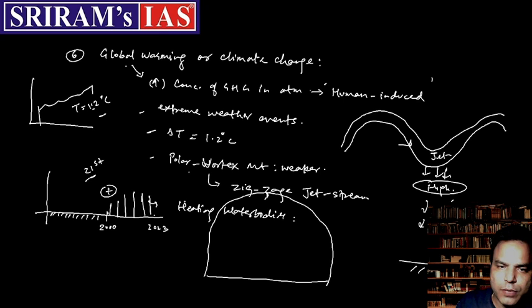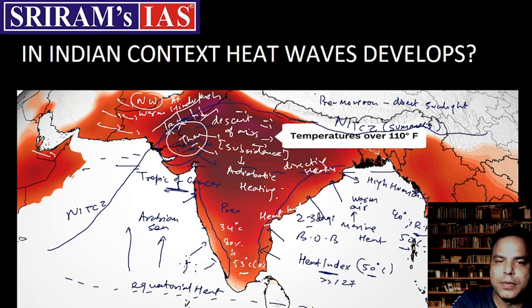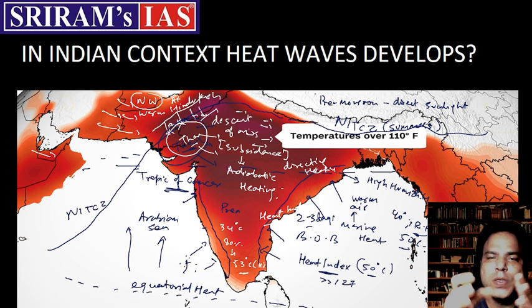Now, a weaker polar vortex is there. With a weaker polar vortex, your jet stream becomes more and more zigzag. When it becomes more zigzag because of warming, the warm air from the tropics enters into higher latitudes, resulting in heat waves. That's what happened in the heat dome formation of Canada, isn't it? We can even apply this whole concept to heat wave formation over India.